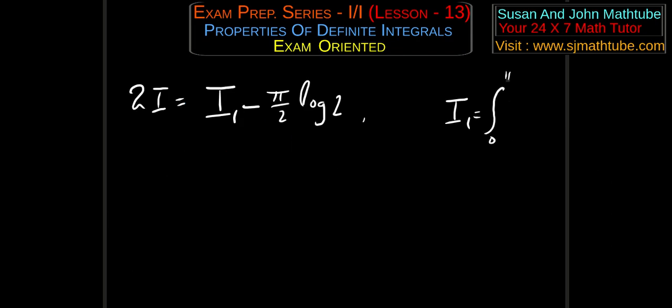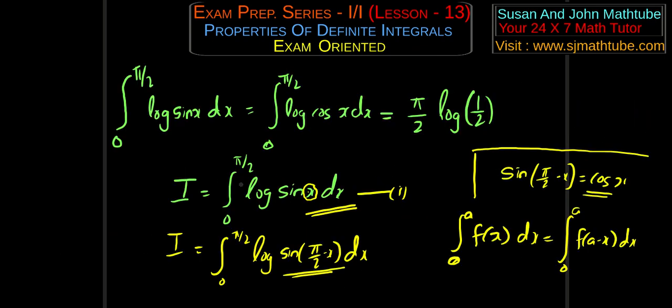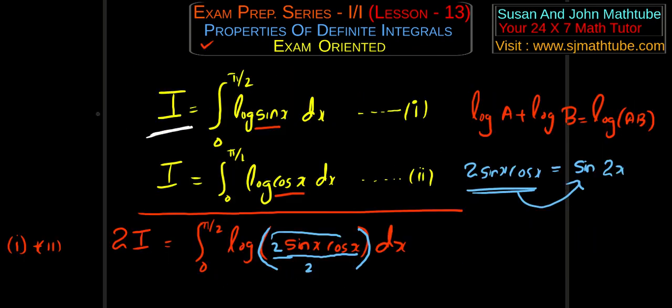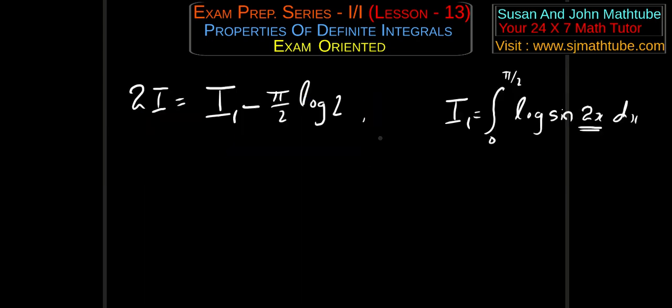Integral 0 to pi by 2. Yeah, it looks exactly like the question, but the argument is 2x, not x. If this was x, I could have called it as I, because the question is nothing but I. We call the question as I. See, this is the question. But instead of x, we have 2x. So I cannot call it I. Okay, now please call this as equation 1. Keep it safe till we simplify this.